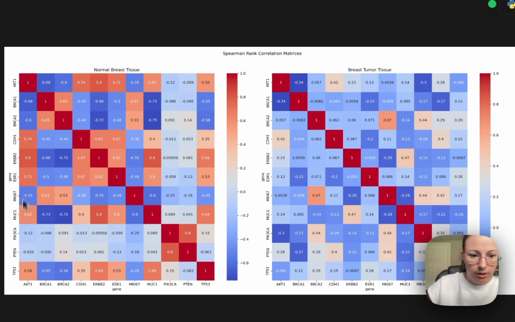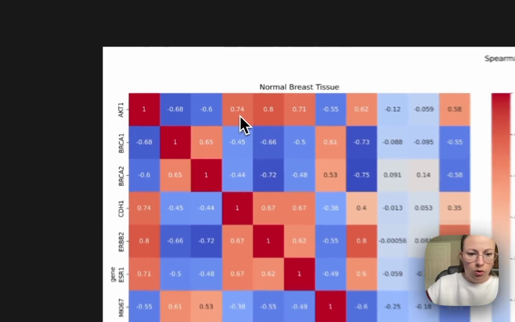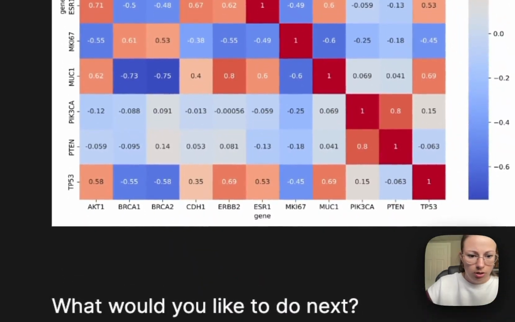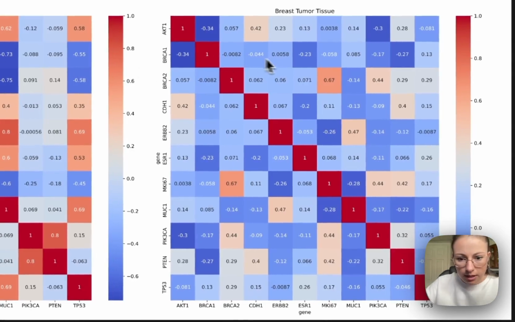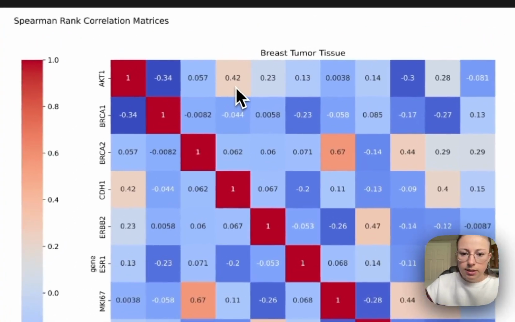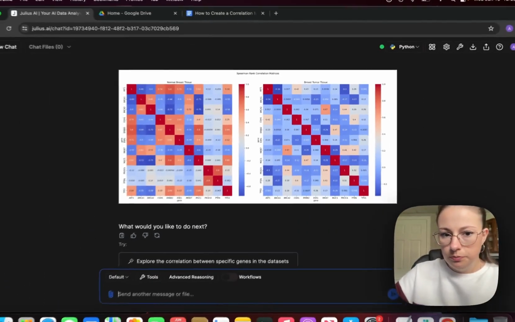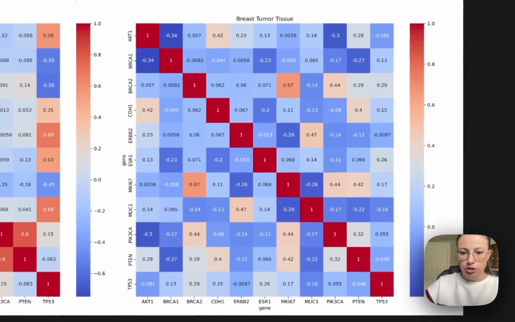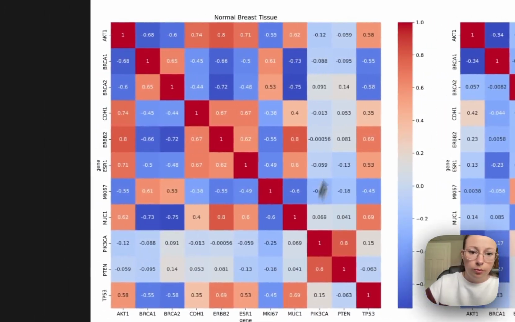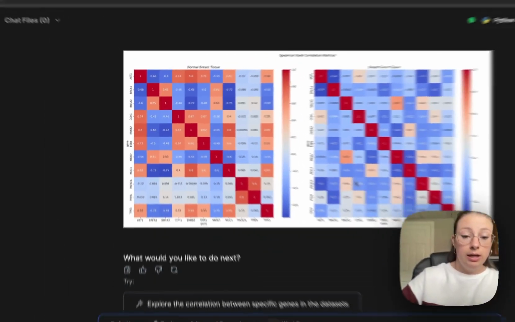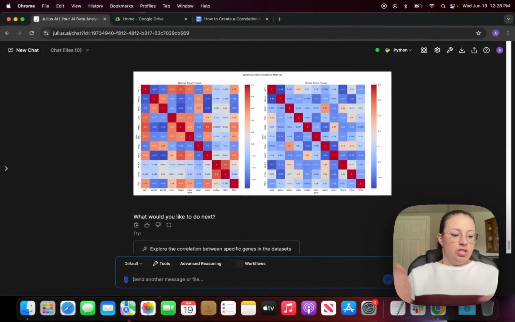So for example, if we look at AKT1 in relation to CDH1, they're about 0.74 correlation. So when this is upregulated, this is also upregulated, so they're correlated together. However, when we look at the same one, here we go, you can see that there's actually less of a correlation between these two. And you can also look at the breast tumor tissue as a generalized observation and see that there's a lot of downregulated genes or a lot of non-correlated genes in comparison to this normal breast tissue here.